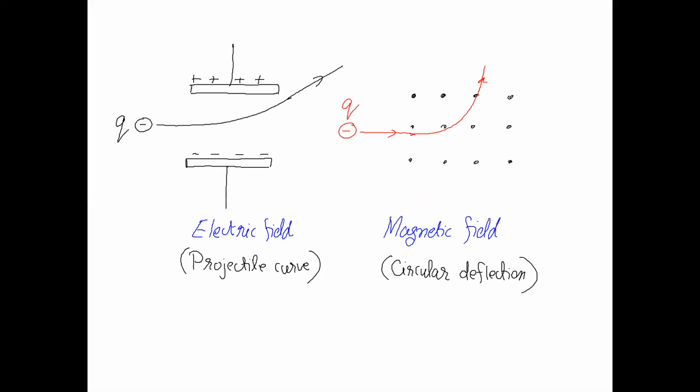Now, I'm putting my first concept for today. A charged particle deflects in an electric field. A charged particle deflects in a magnetic field. But in an electric field, the deflection is projectile. In a magnetic field, the deflection is circular. You have to copy this.